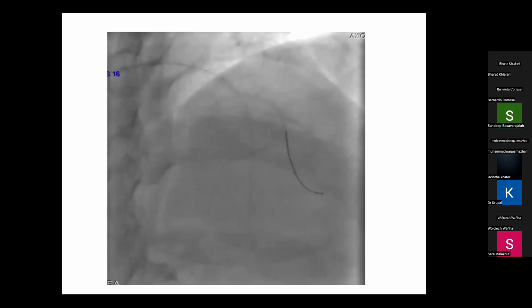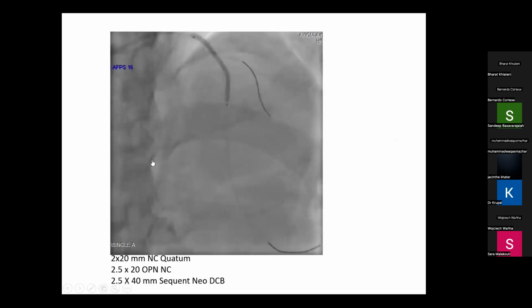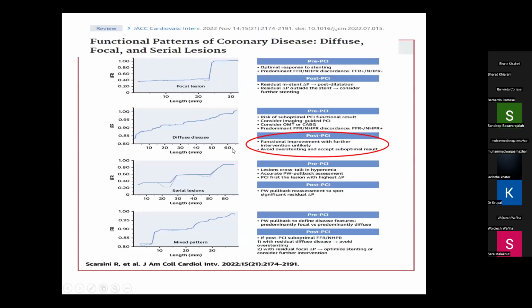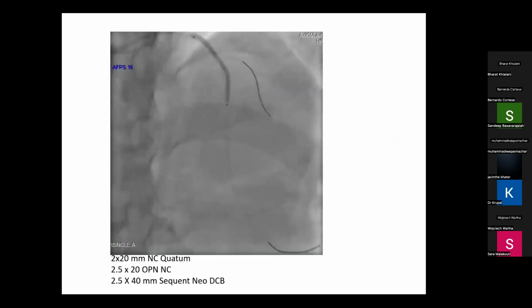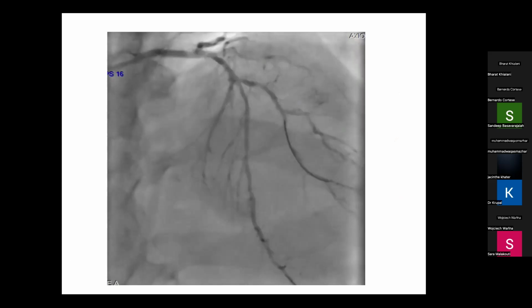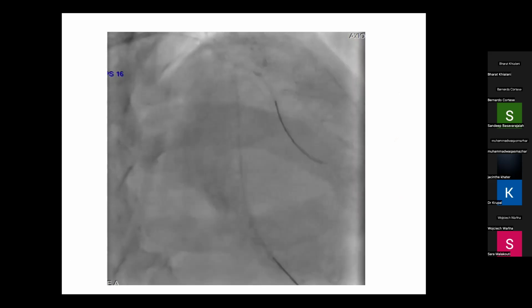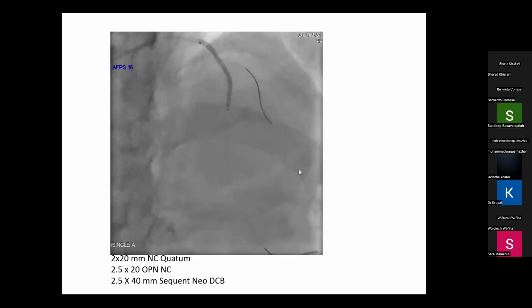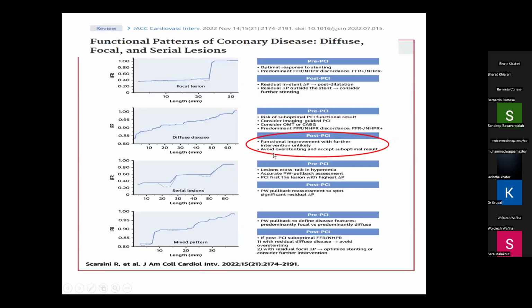Okay. So this is the final one. In this one, we can do PCI for diffuse disease, but we have to avoid overstenting. Yeah, okay, but you have to be sure. You cannot do a half angioplasty. If you decide to treat a patient, you have to treat that patient with whatever you have in order to have an improvement. So you have to decide upfront which is the improvement you want.